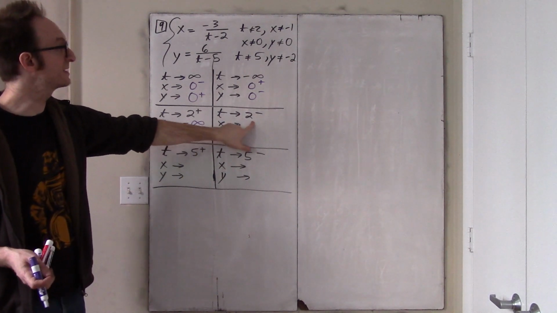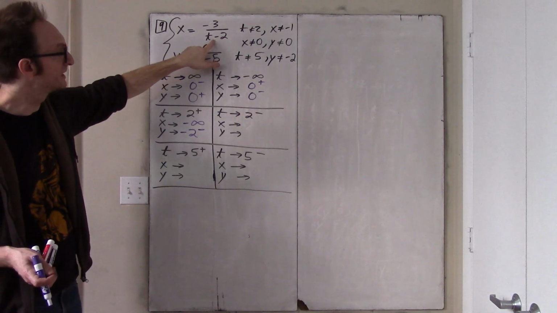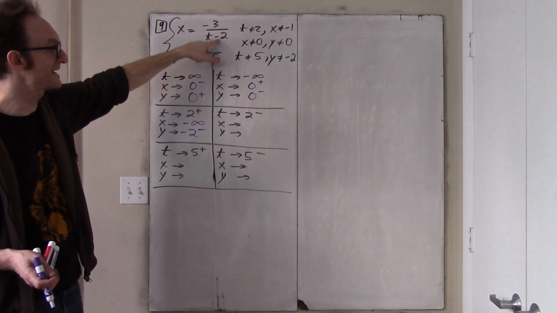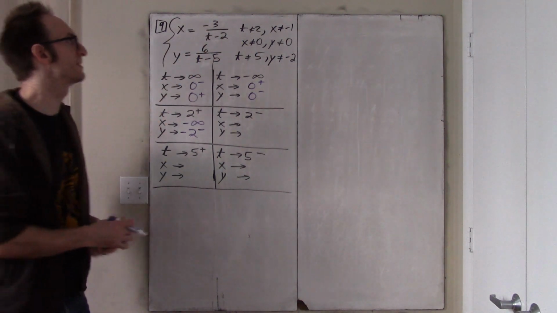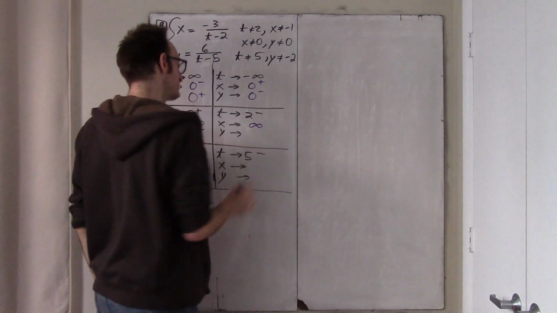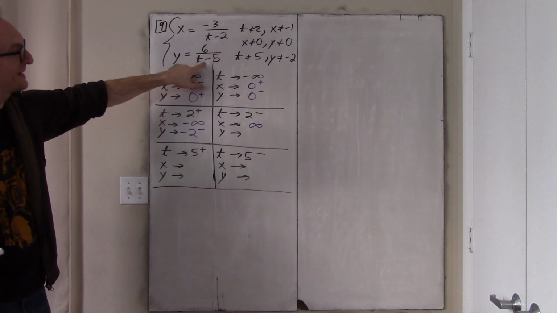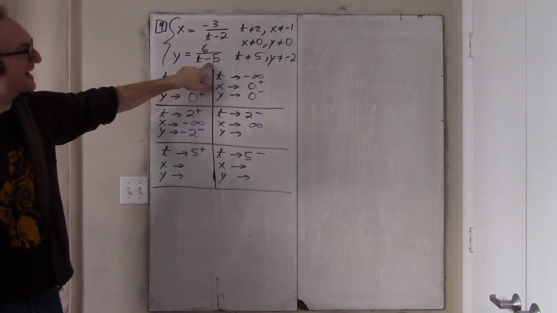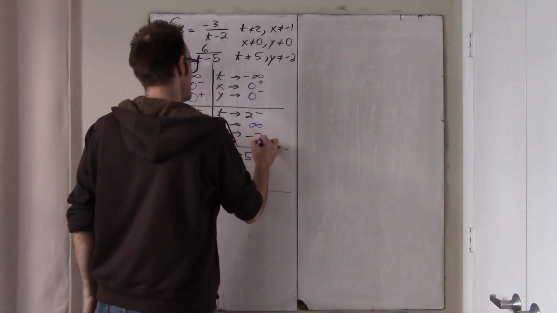So okay, as t approaches 2 minus, now that's a tiny negative down there, because a little bit less than 2 minus 2 will give me a tiny negative. But negative 3 over a tiny negative, the negatives cancel and we're going to get a huge positive. How about y? Once again, if you plug in basically 2, that's basically negative 3 down there. 6 divided by basically negative 3 is basically negative 2.